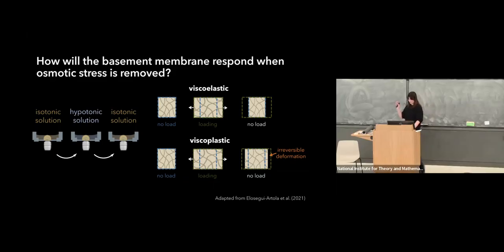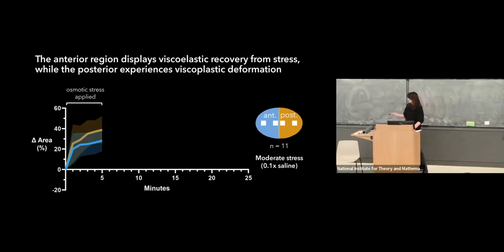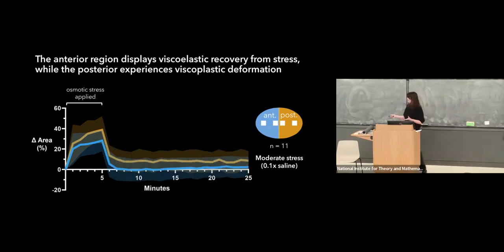So what happens to our egg chambers? I'm going to show you 5 minutes of that osmotic stress being applied. Already we can see that that posterior is deforming more. And then once the osmotic stress is removed, what we can see is that the soft anterior can return back to its original form, but the stiff posterior cannot. There's been some sort of irreversible damage to that matrix.